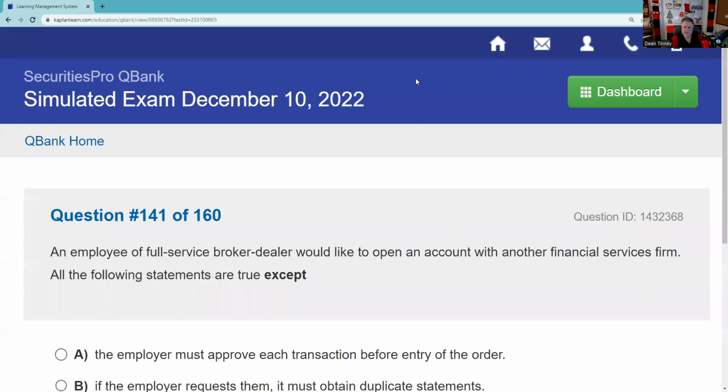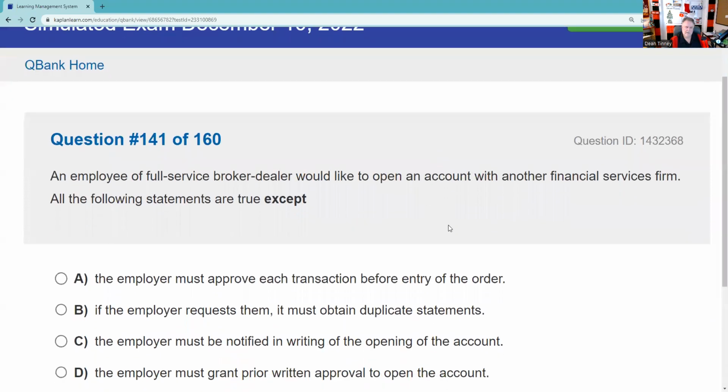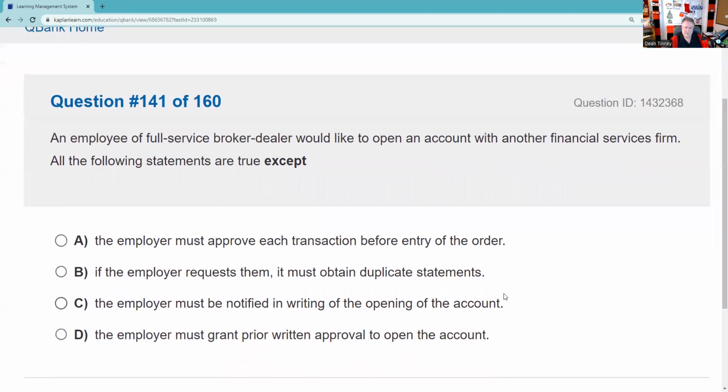141. An employee of a full-service broker-dealer would like to open an account with another financial services firm. All the following statements are true except. Very testable. The employer must approve each transaction before entry of the order. No, if that was true, we would have said something. Let's look at the other side.